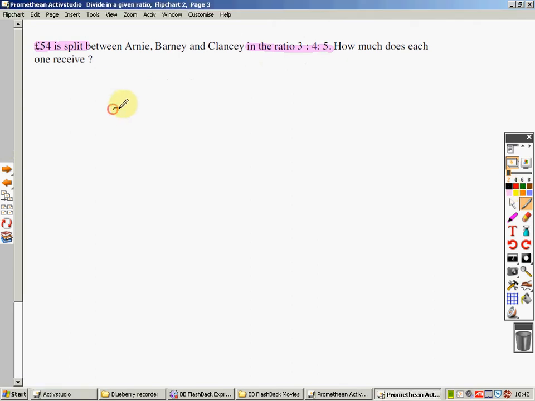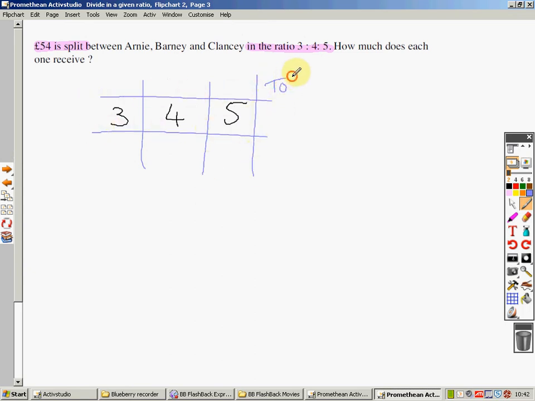I write down my ratios: 3, 4, 5. Start drawing my grid around that. Gonna add a total. Gonna put a share. Gonna put an amount. Doesn't need to be super neat. I'm not always, as you can see. Arnie, Barney and Clancy. Well, I never. A, B and C.